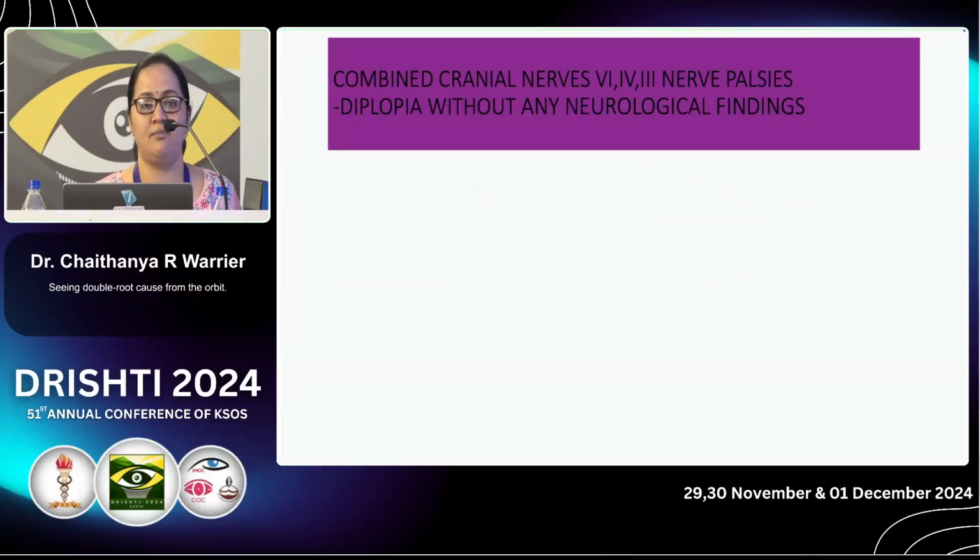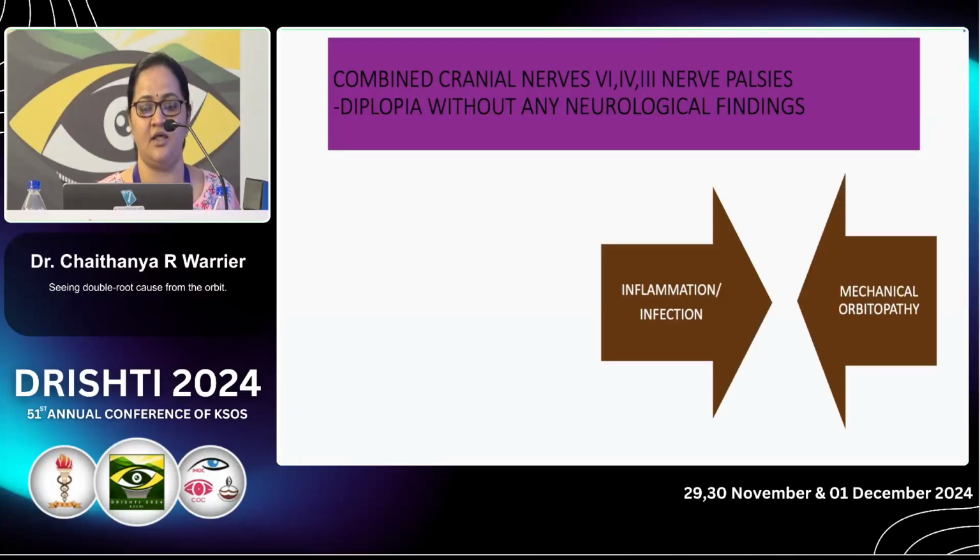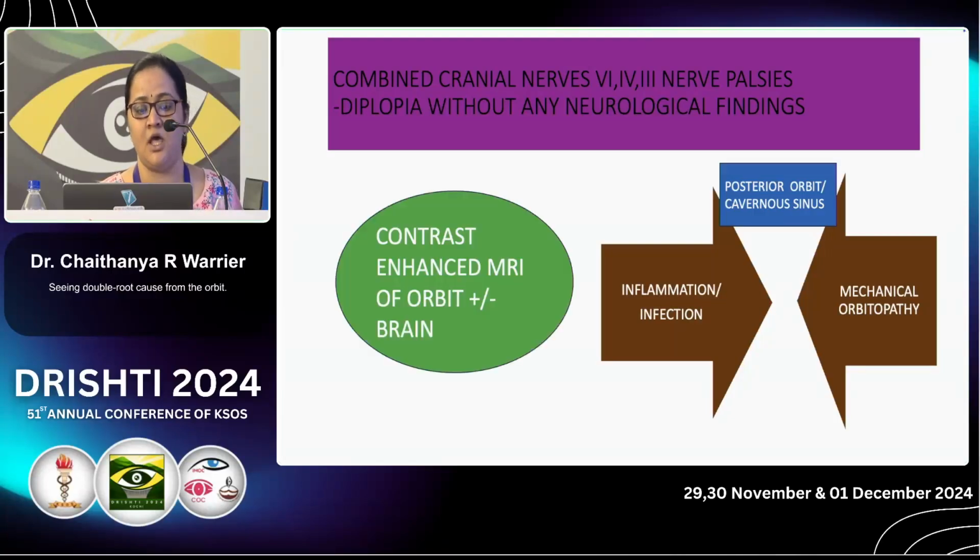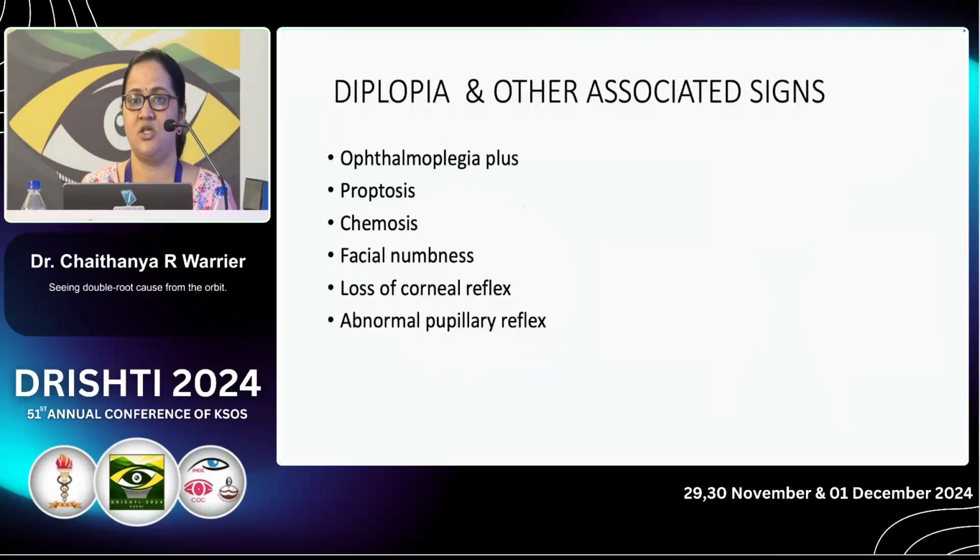So if a patient has multiple cranial nerve involvement with diplopia and no neurological sign, the tug of war will be between inflammation or infection and mechanical orbitopathy at the posterior orbit or cavernous sinus. So we definitely need to do a contrast enhanced MRI of the orbit with or without brain imaging. Coming to a few scenarios, diplopia associated with other signs from the orbit like ophthalmoplegia, proptosis, chemosis, facial numbness, loss of corneal reflex and abnormal pupillary reflex.